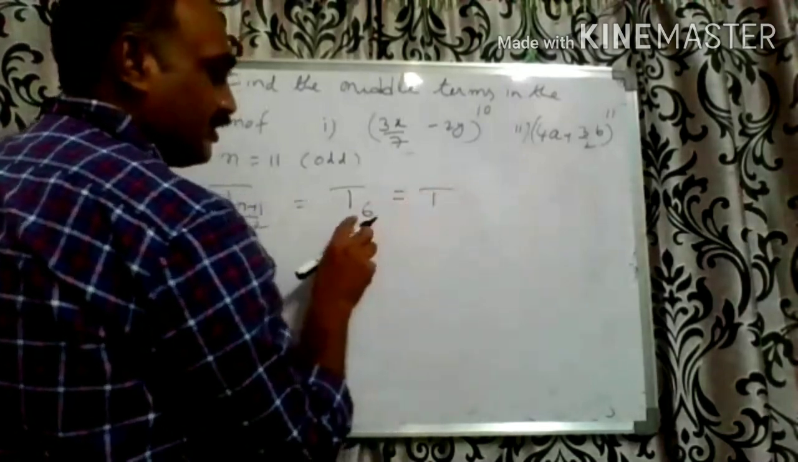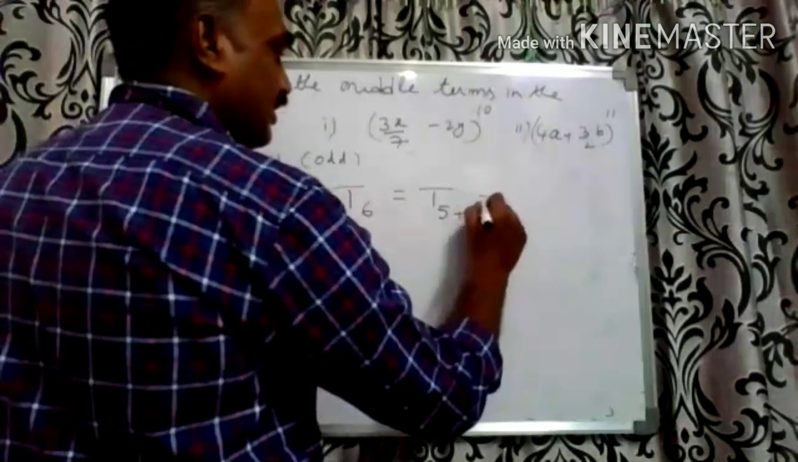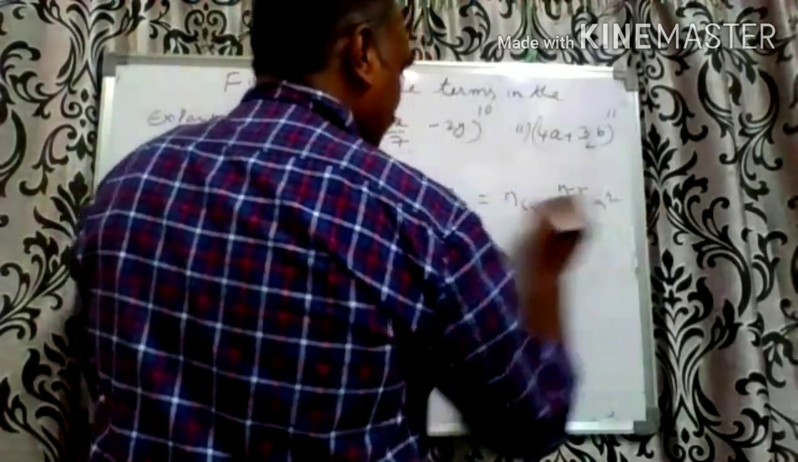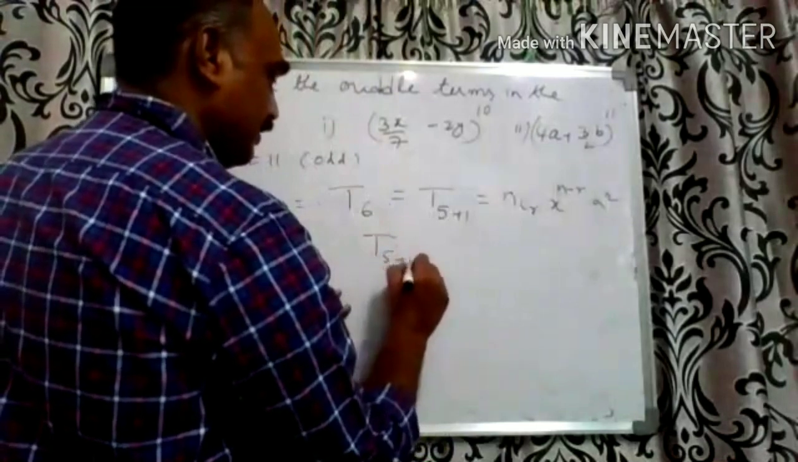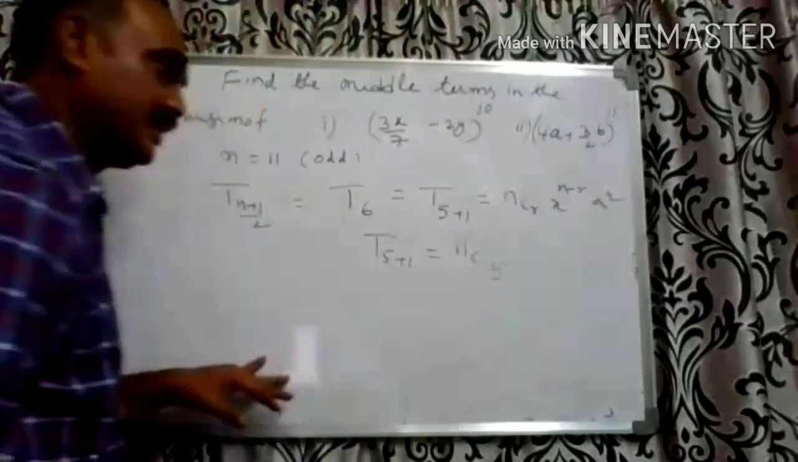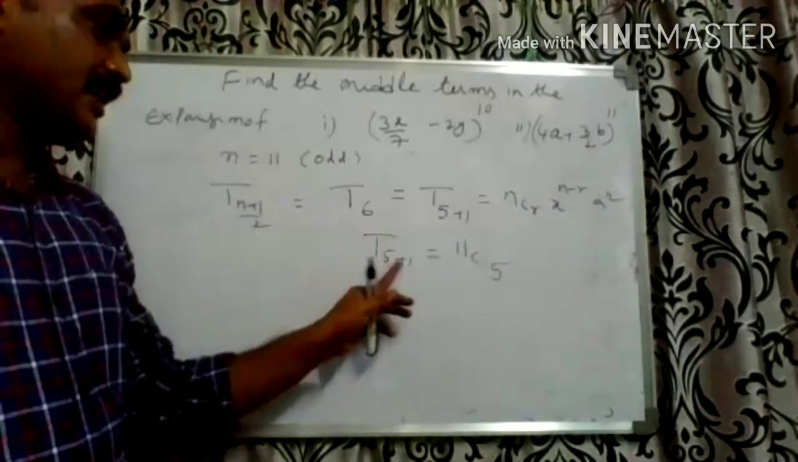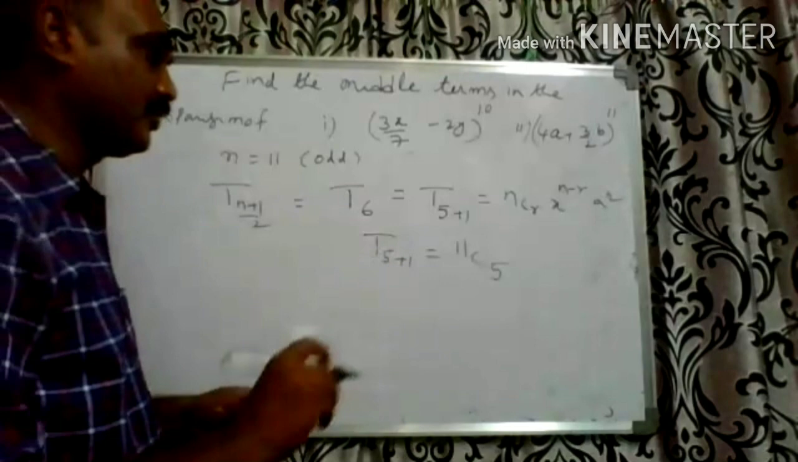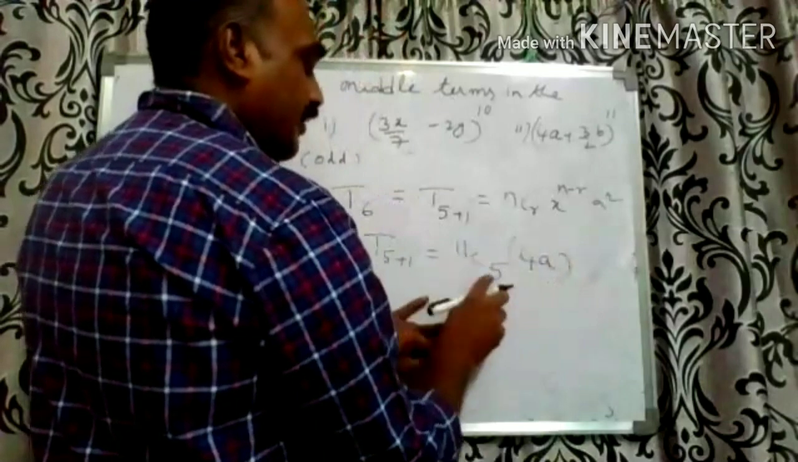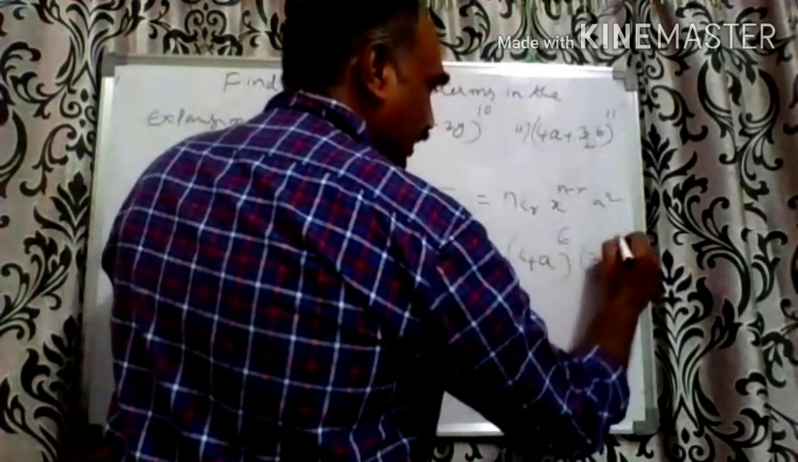So T6, general term T(r plus 1). So T6, 6 is equal to 5 plus 1, so r is equal to 5. The general term formula is nCr into x power n minus r into a power r. So T(5 plus 1) is equal to nCr, n is equal to 11, r is equal to 5, so 11C5 into x, here x is 4a, whole power n minus r, 11 minus 5, 6, into a power r. Here a is 3b by 2, whole power r, r is equal to 5.